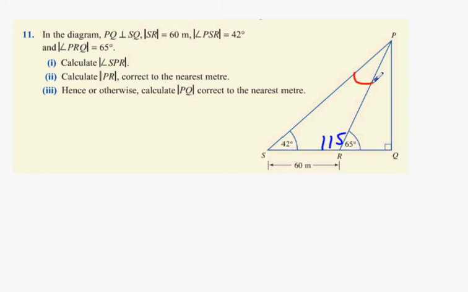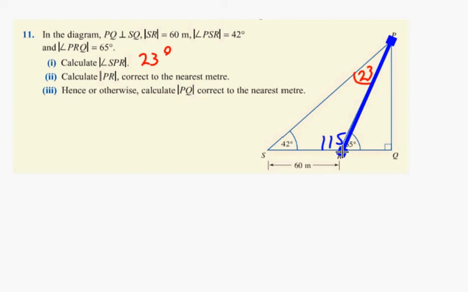180 minus 42 minus 115 will give you 23. Now you have enough information to work your triangle. Does everybody see that? So you have to accumulate information first, and only then are you able to calculate your triangle. We want PR now, yeah? See PR? PR is this one here. Okay, we have to calculate that one.